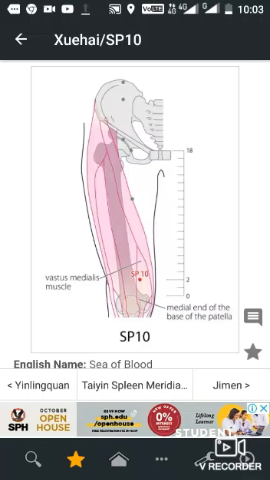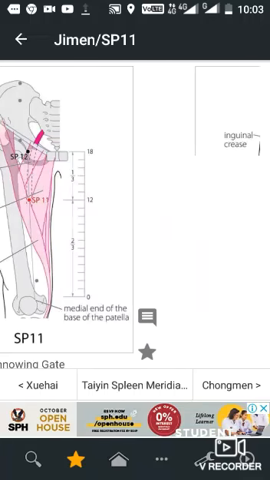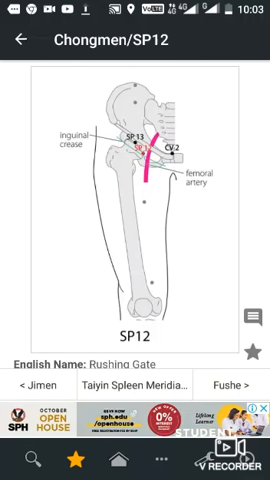2 cun above the medio-superior border of the patella. Next, spleen 11. On the line connecting Xuehai, spleen 10, and Chongmen, spleen 12, 6 cun above Xuehai, spleen 10. Next, spleen 12.